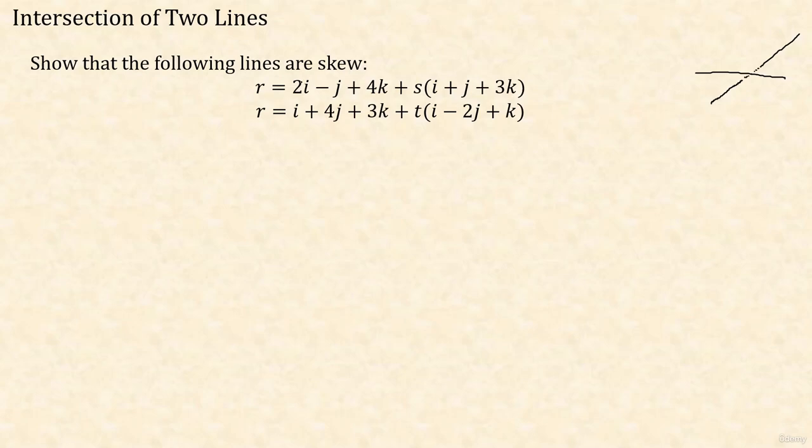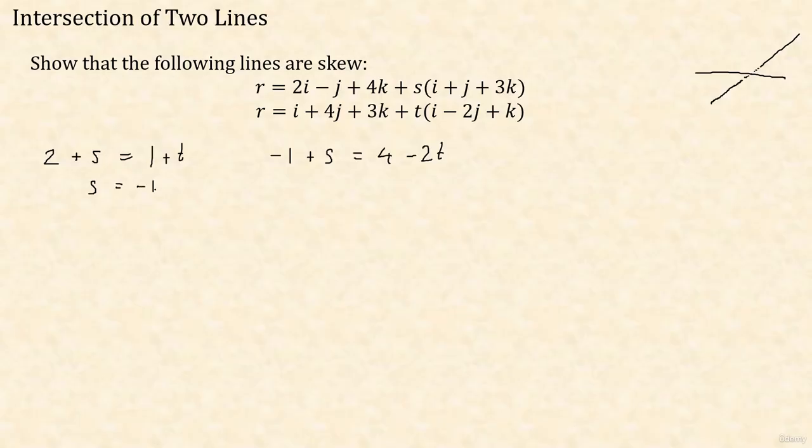So the i coordinate of the first line is 2 plus s. We've got a parameter s here. And the i coordinate of the second line is 1 plus t. Now the j coordinate of the first line is minus 1 plus s, and the j coordinate of the second line is 4 minus 2t. So I just need to solve these simultaneously. So I'll just do that with substitution again.